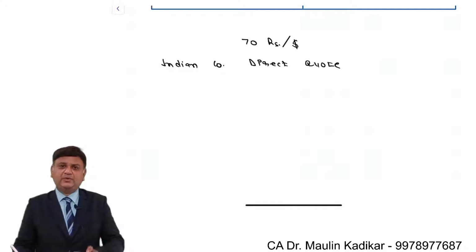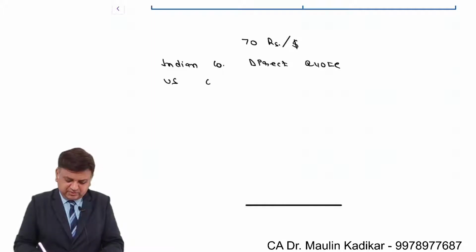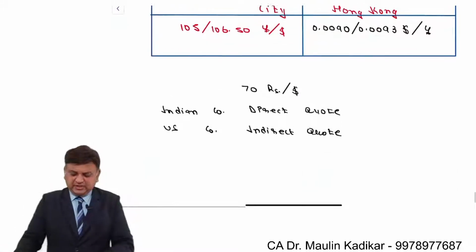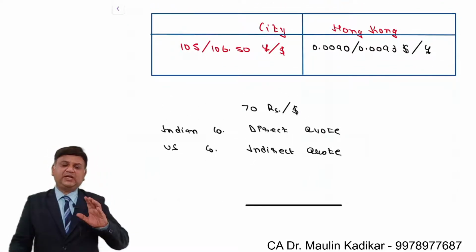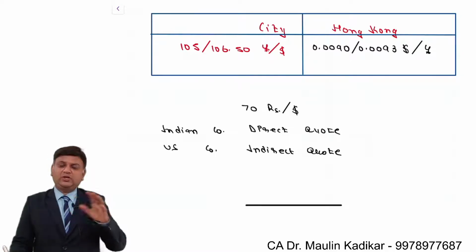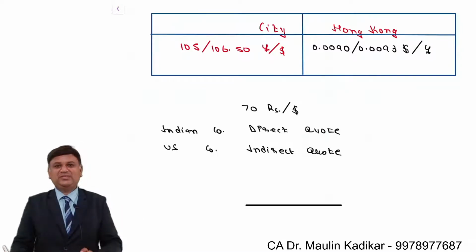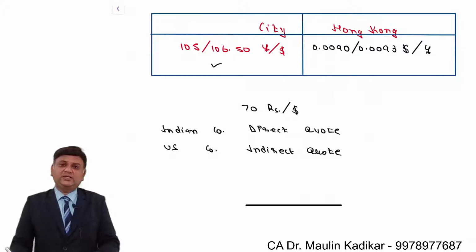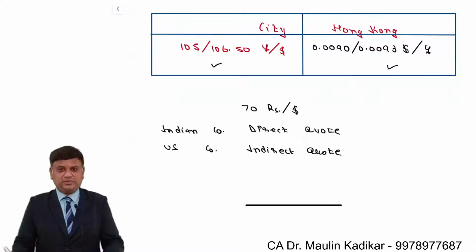So from an Indian company point of view, it is a direct quote, and from a US company point of view, it is an indirect quote. Basically, I avoid doing this direct or indirect many times, as the students are having a confusion about conversion of the currencies. So direct or indirect is not required. Just looking at the information, you can always compute any answer. But in this question, it asks whether they are identical. The answer is no. From a Japanese company point of view, this is a direct quote and this is an indirect quote. That is the way we are required to give the answer in the first part of the question.